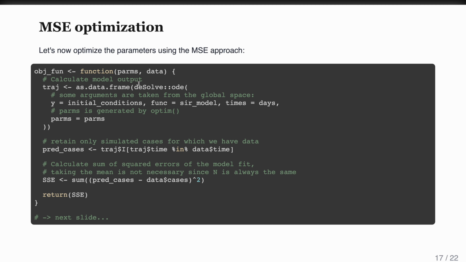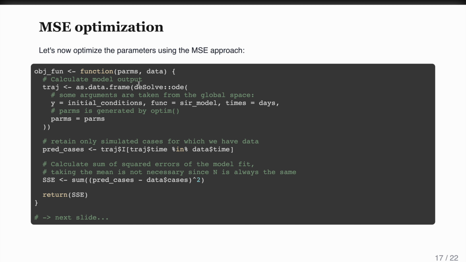We just need to subset the times which are also in the actual data. And we save these values into this variable. Then, as we saw before for MSE, we just need to take the difference between the predicted cases and the observed cases, make the square in order to make them all positive, and then sum them. This is called sum of square errors.